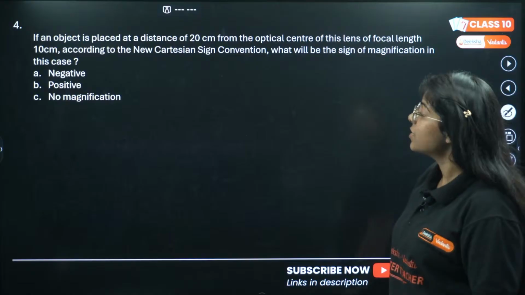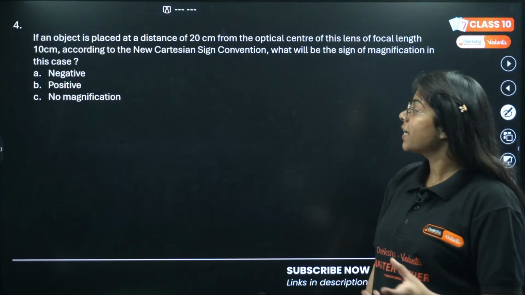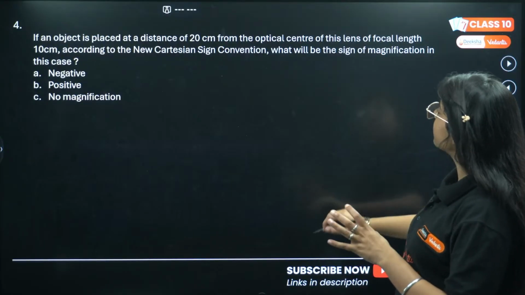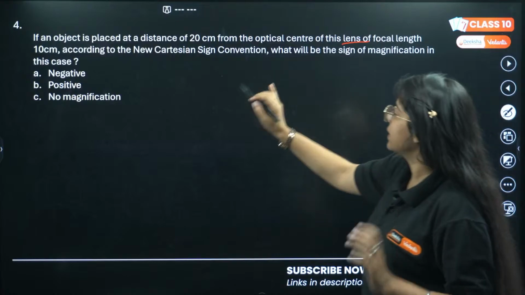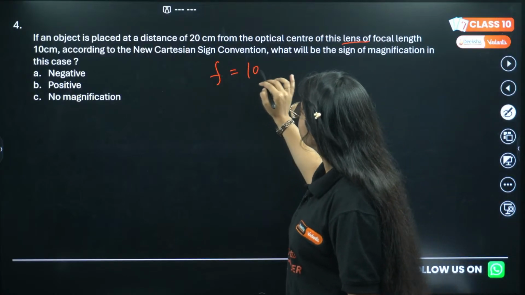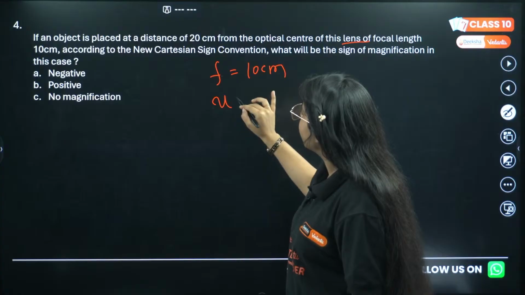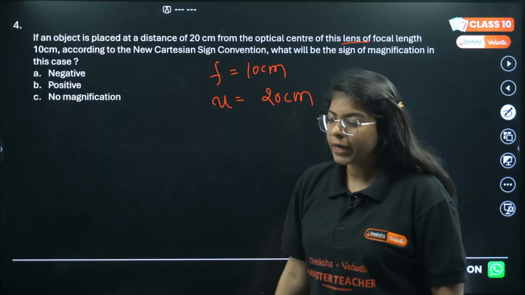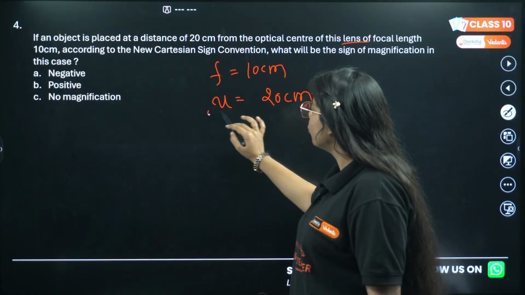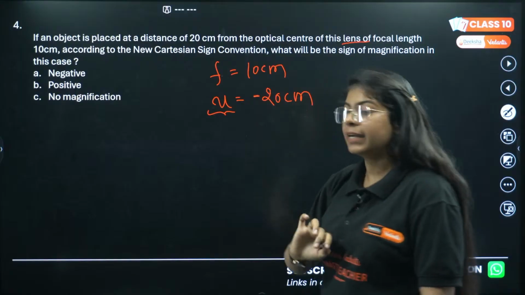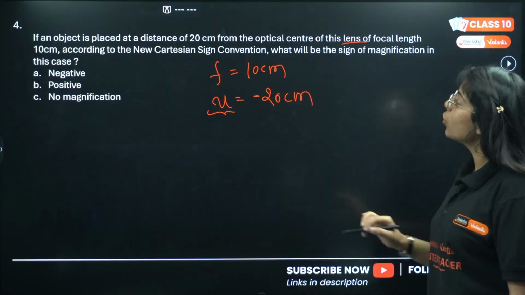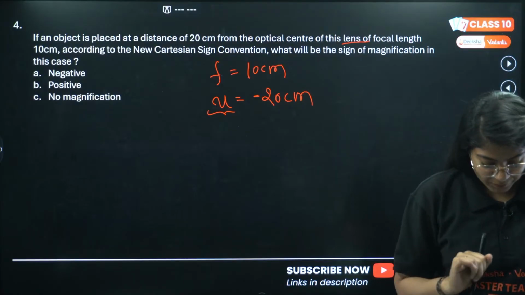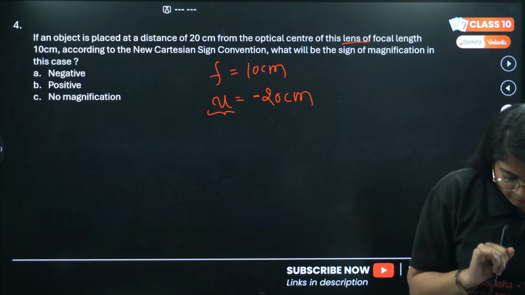The fourth question says, if an object is placed at a distance of 20 centimeter from the optical center of a lens of focal length 10 centimeter. So we have focal length as 10 centimeter. The object is placed at a distance of 20 centimeter from the lens, and let me give you a hint. We know that object distance is always negative. Correct? According to the new Cartesian sign convention, what will be the sign of magnification in this case? Can you let me know the answer?